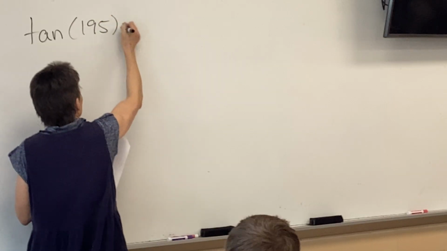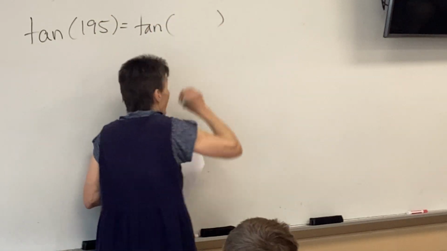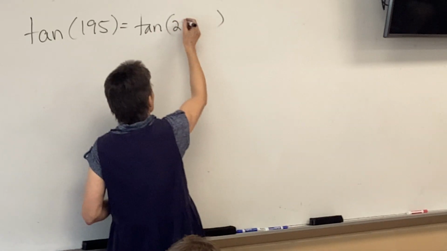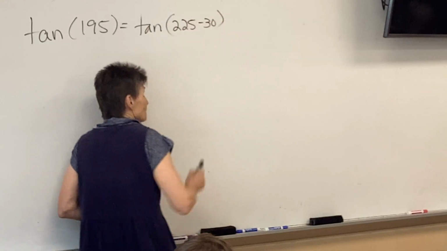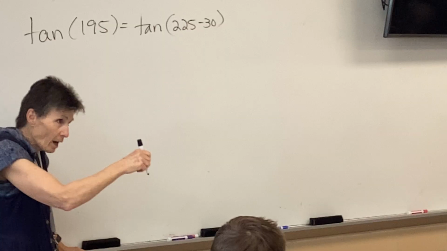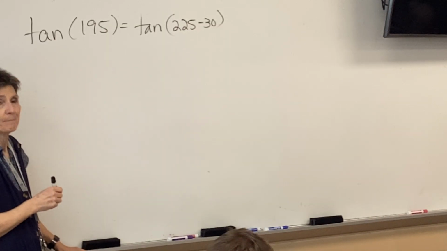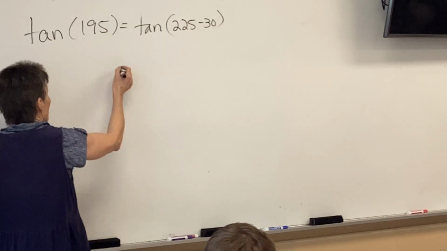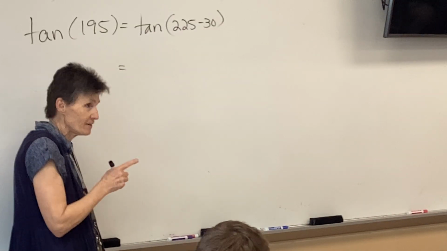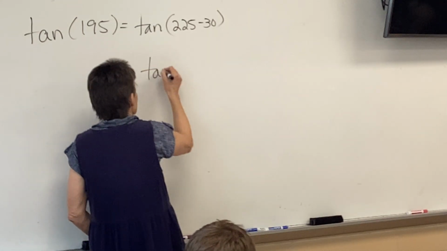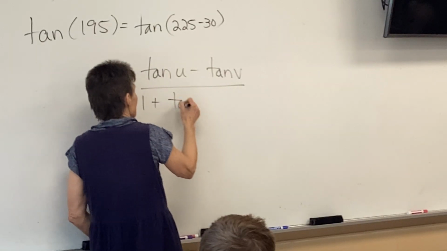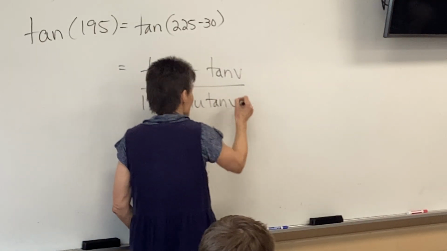So the tangent of 195 is going to be the tangent of what? 225 minus 30. That may not be what you thought of, but is it okay? Yep. So here we go. The formula for the tangent of u minus v says tan u minus tan v over 1 plus tan u tan v. All right, everybody find that on your paper?